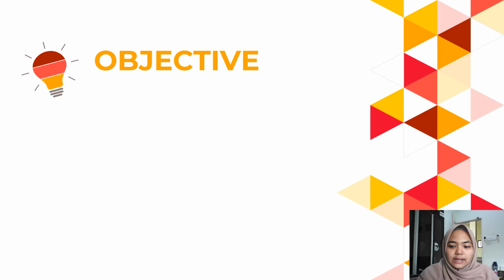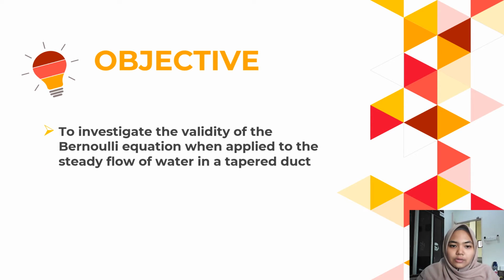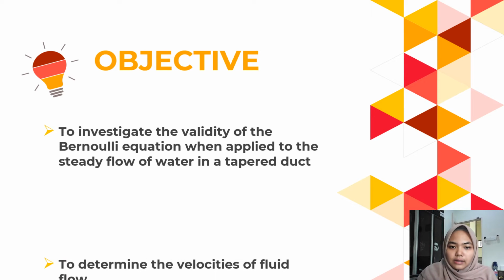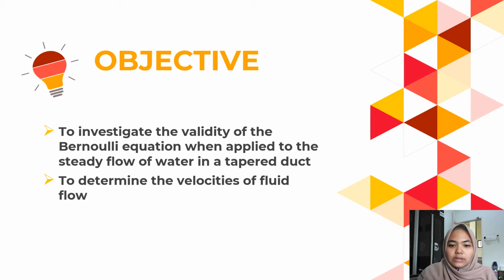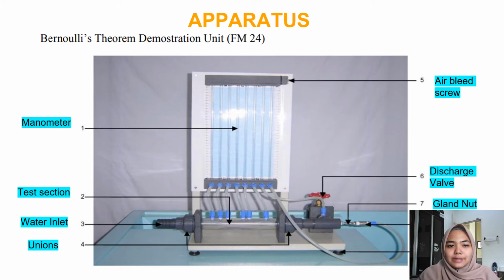The objective of this experiment is to investigate the validity of Bernoulli's equation when applied to the steady flow of water in a tapered tube, and also to determine the velocities of fluid flow. So these are the apparatus of the experiment, Bernoulli's theorem demonstration unit. It consists of manometer, test section, water inlet, unions, air bleed screw, discharge valve, gland knife, hypodermic probe, and adjustable feet.